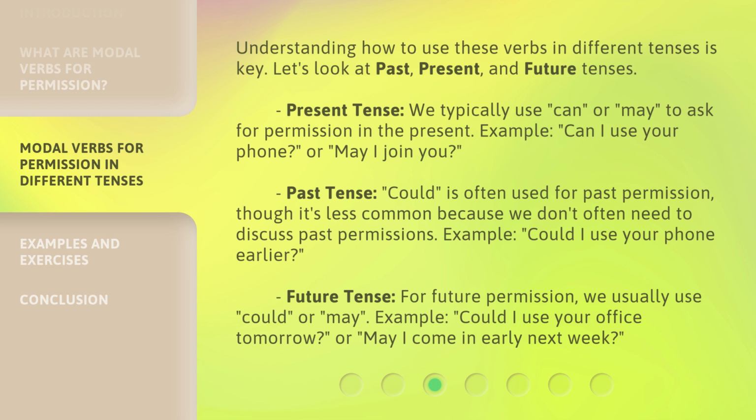Past tense. Could is often used for past permission, though it's less common because we don't often need to discuss past permissions. Example, "Could I use your phone earlier?" Future tense. For future permission, we usually use could or may. Example, "Could I use your office tomorrow?" Or, "May I come in early next week?"